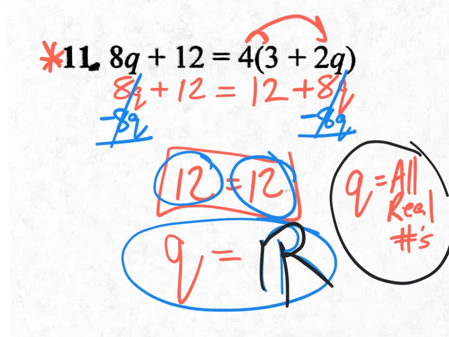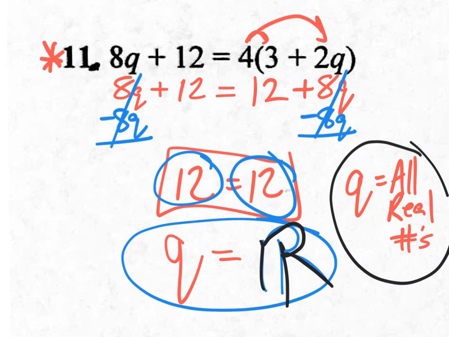So on the back of the worksheet, they say all numbers. But what do they mean by that? They mean all real numbers. It could be fractions, could be decimals, could be rational numbers. It could even be irrational numbers. In other words, q could equal pi if you wanted to. That'll work. Anyway, let's move on.